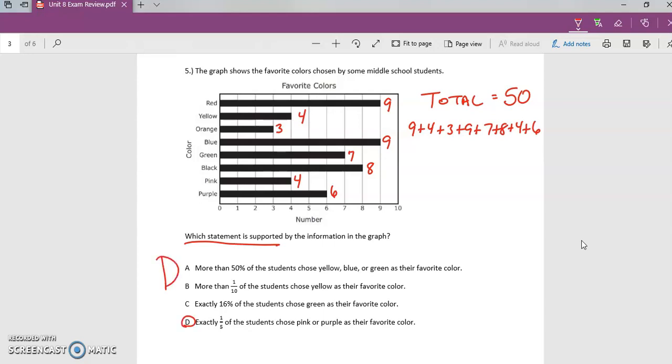And it says exactly 1/5 of the students chose pink or purple as their favorite color. So if I have 50 and I divide it into 5 groups, each group should have 10 students. What do I get when I combine pink and purple? Pink is 4, purple is 6. 4 plus 6 is also equal to 10. So these do match each other. So that's my correct answer.